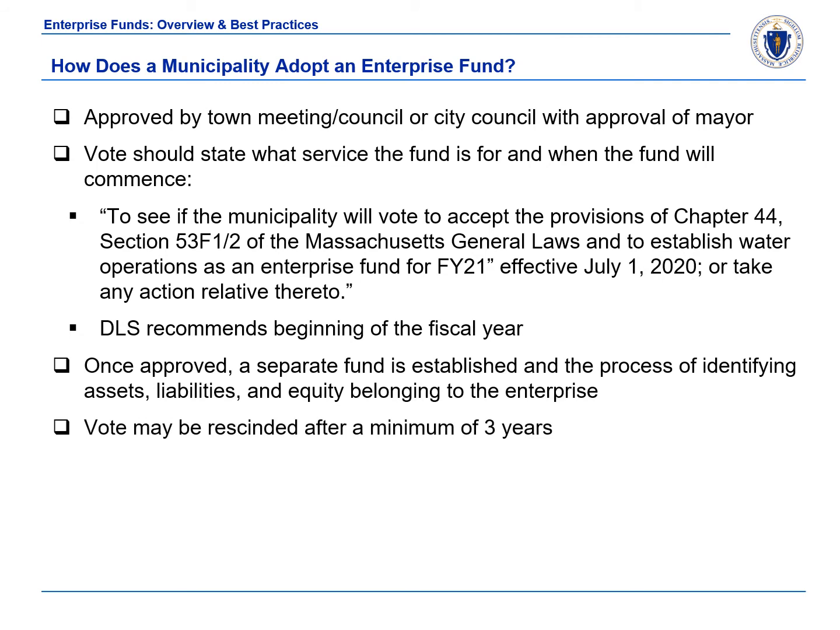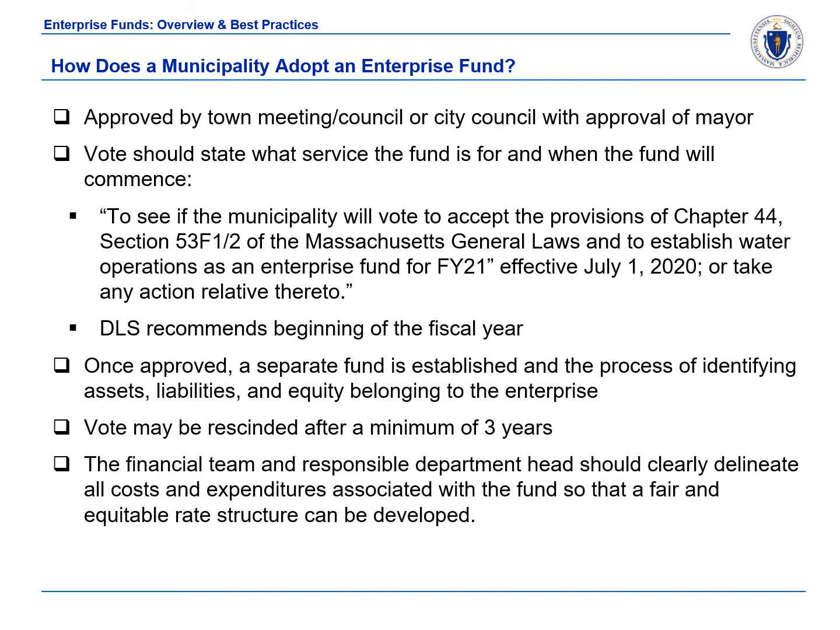The community must operate the enterprise fund for a minimum of 3 years before the provisions may be rescinded like any local adoption law. The financial team and responsible department head should clearly delineate all costs and expenditures associated with the fund so that a fair and equitable rate structure can be developed.